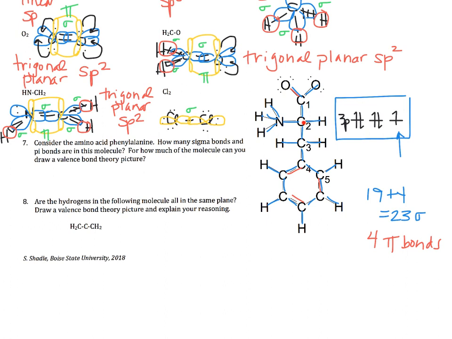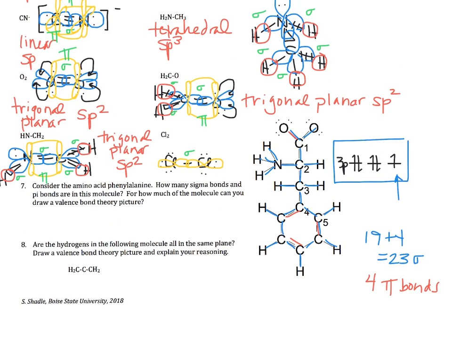This carbon is tetrahedral. So it's going to have 4 regions around it. It's going to be sp3 and it's going to be tetrahedral, kind of like this carbon here. So I wouldn't expect you to be able to draw the whole thing all connected together, but I would expect you to be able to pick out some pieces and draw what they look like.